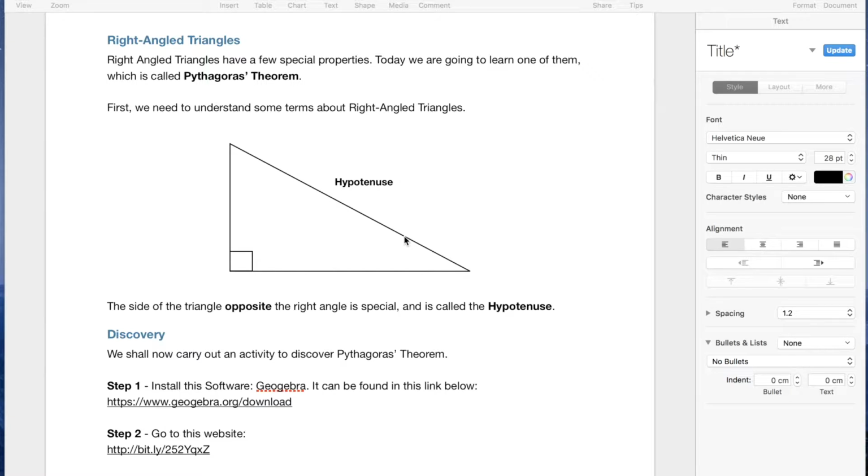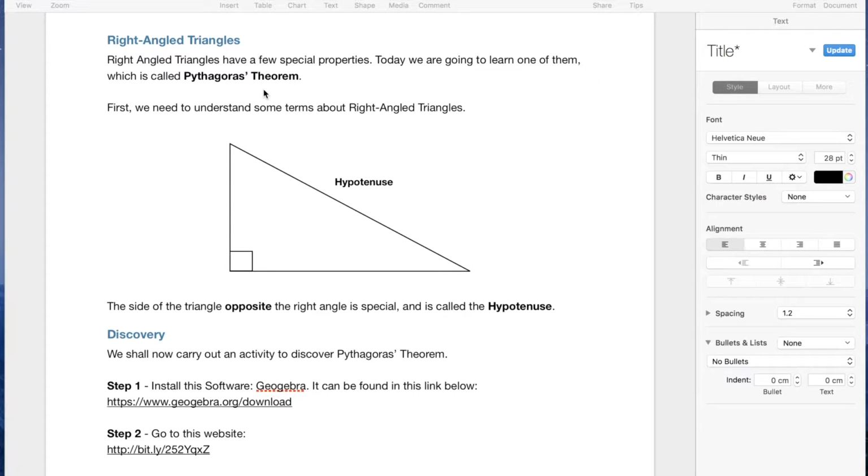Hello again. Let's continue with the main lesson for today, which is Pythagoras theorem. As we talked about just now, what is Pythagoras theorem? Pythagoras theorem is basically a special property of right-angled triangles. Right-angled triangles are special. There are some special properties, and the first special property we're going to learn is called Pythagoras theorem.